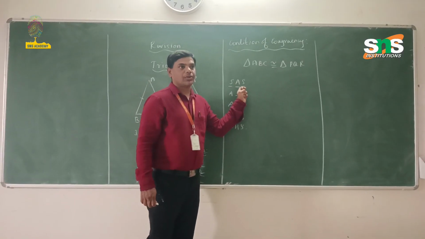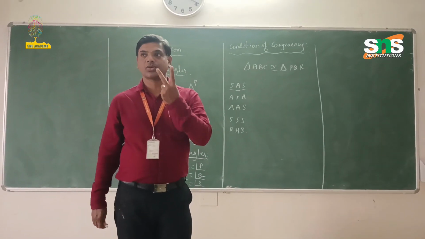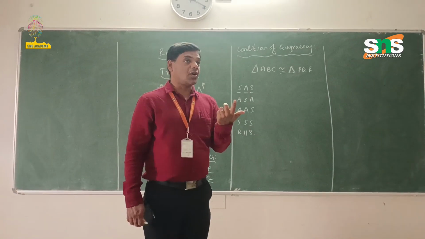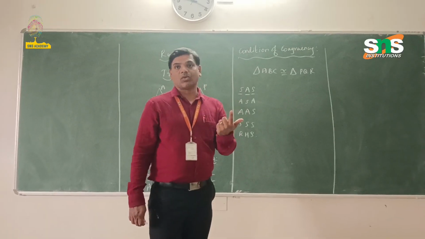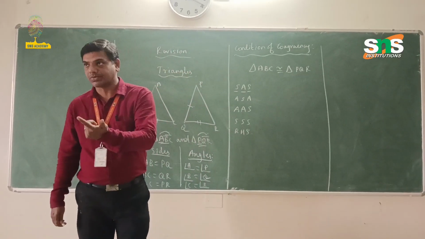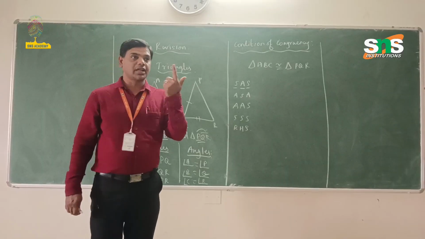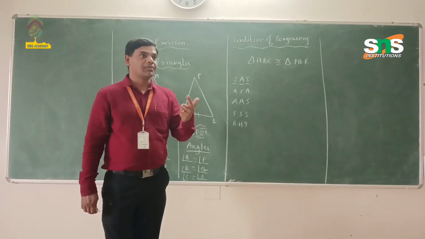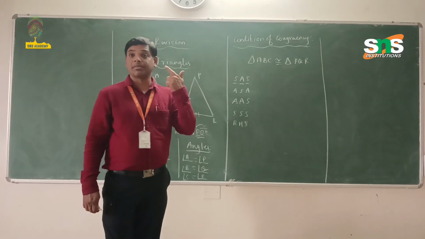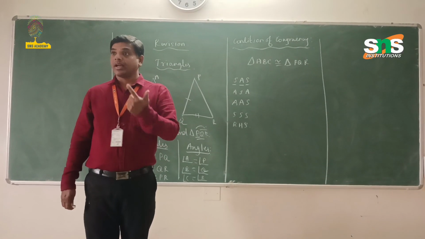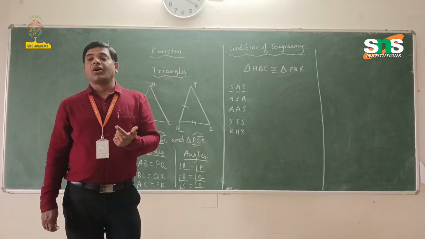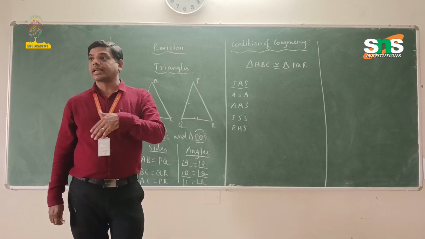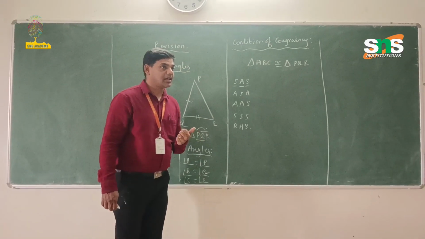Mostly in a question, they will give two clues. So two clues will be given, and one more clue we have to find either by the condition of a transversal or by vertically opposite angles. These are the key points to prove the other side. Sometimes it will be a perpendicular, a median, or sometimes a bisector. These words are key points to prove one more side.